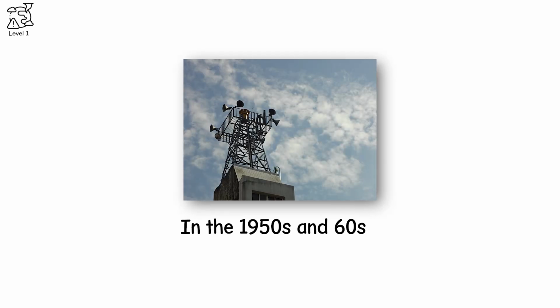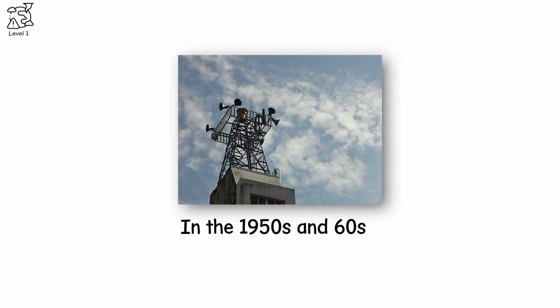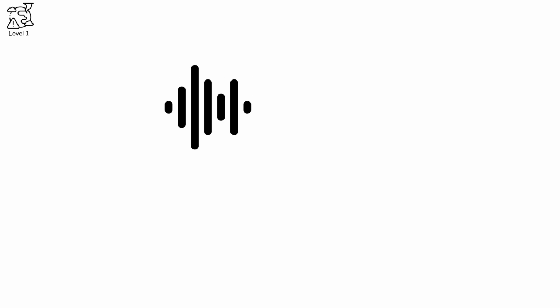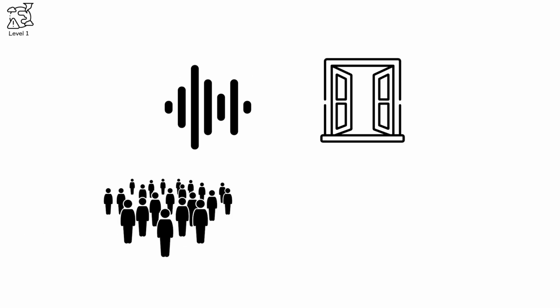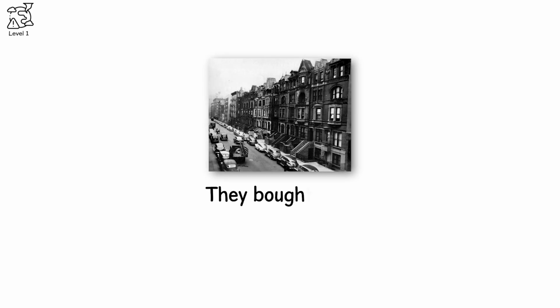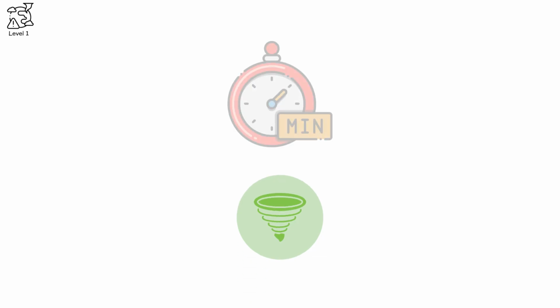In the 1950s and 60s, these sirens became common across the Midwest and the South. Their sound could reach miles, shaking windows and freezing people in their tracks. It was enough to send farmers racing off tractors, mothers pulling children inside, entire towns abandoning streets. They bought time, not safety, just minutes. And in tornadoes, minutes decide everything.